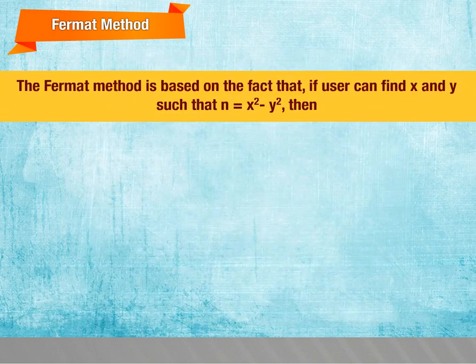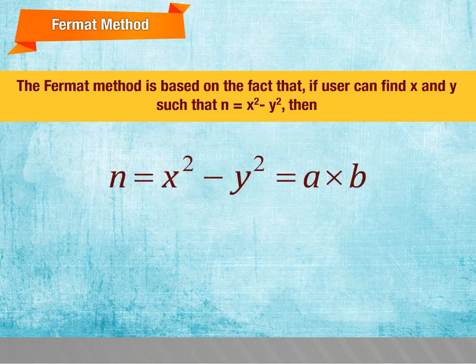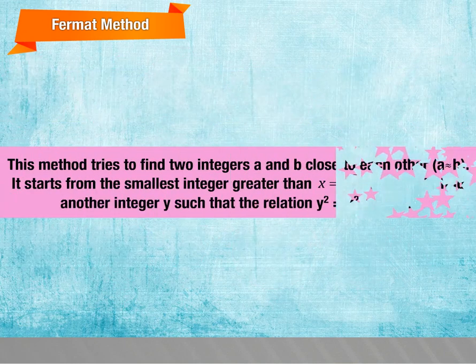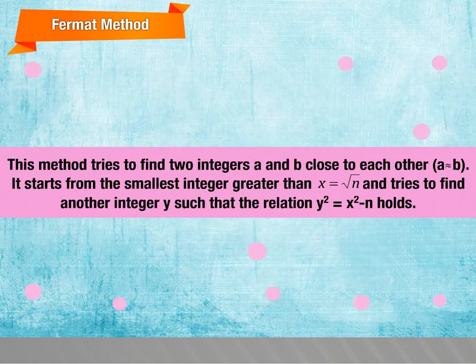The Fermat method is based on the fact that if the user can find x and y such that n is equal to x squared minus y squared, then n is equal to a into b, with a equal to x plus y and b equal to x minus y. This method tries to find two integers a and b close to each other, a approximately equal to b.